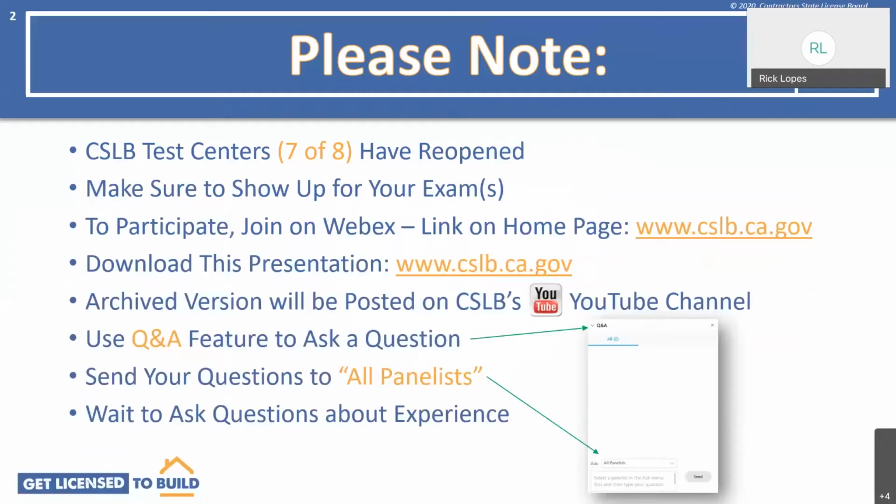Okay, here we go. Please note that after a three-month closure due to the COVID-19 health emergency, seven of our CSLB's eight test centers around the state have been reopened since mid-June. And we're working as quickly as possible to get through the backlog of exams that built up during the closure. Last week, we administered about 1,100 exams. One of the things that makes it tougher on any given day is that between 10 and 20% of our applicants fail to show up to take their test.